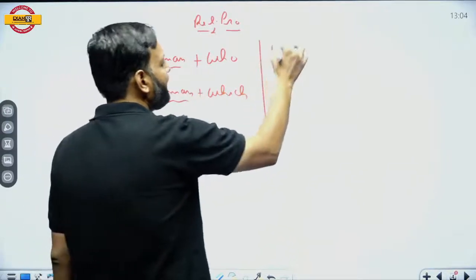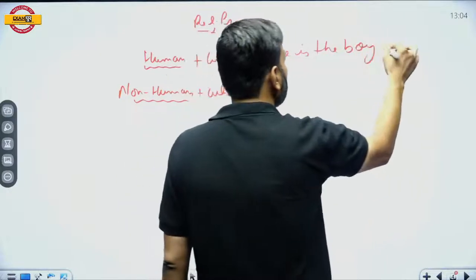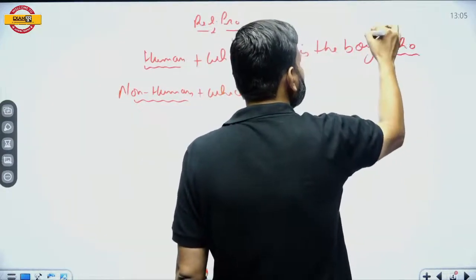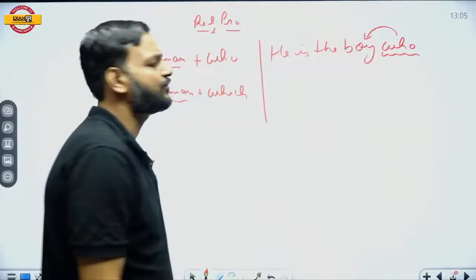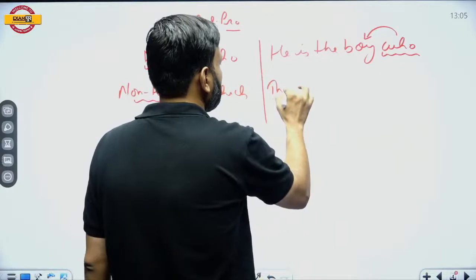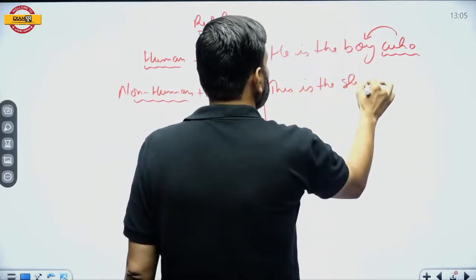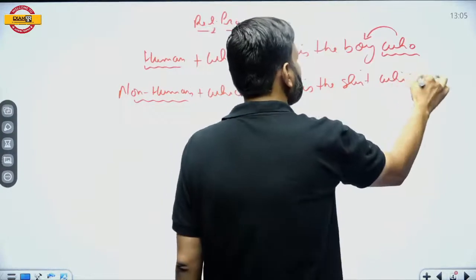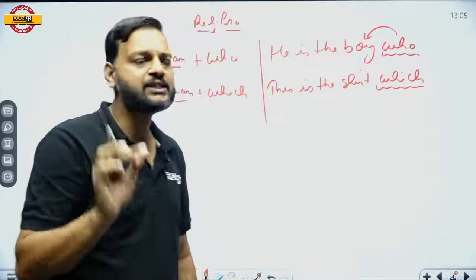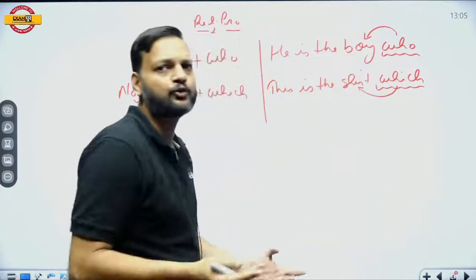For example, he is the boy who. So here we have who because the antecedent is a human, the boy. This is the shirt which. So in this sentence we have used the relative pronoun which because its antecedent is shirt, which is non-human.